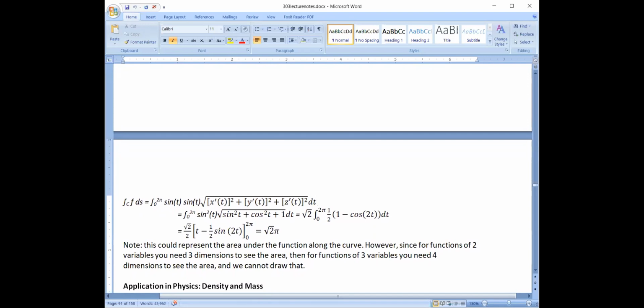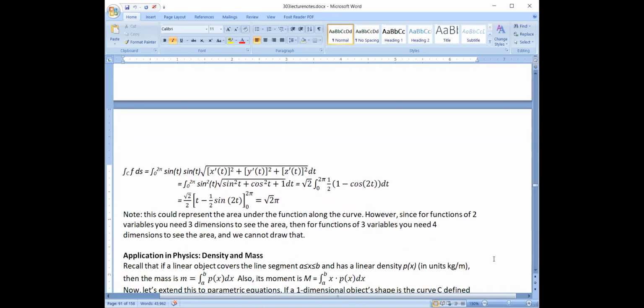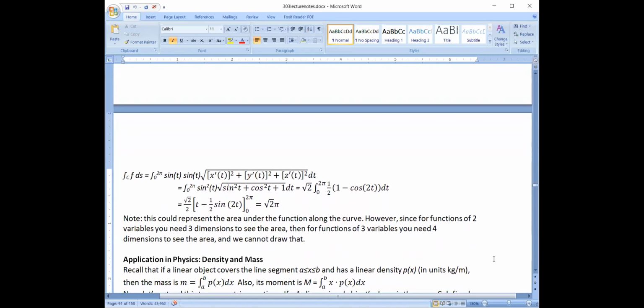So, one application was from density and mass. Something we previously talked about: if we imagine that a linear object covers the line segment, x goes from A to B, and has linear density rho, measured in kilograms per meter, then we can find the mass by just doing the integral from A to B of rho of x dx. And we can also find its moment, the integral of x times rho of x dx, again integrating from A to B. Okay, so that was the classic case.